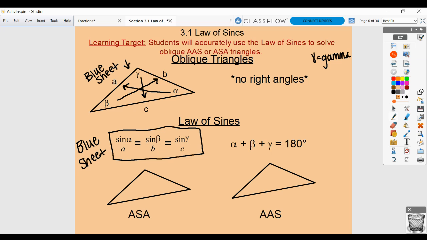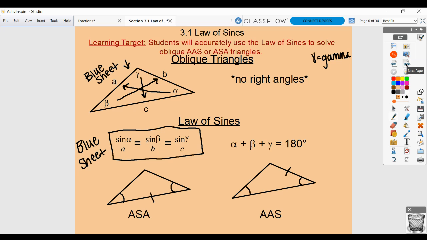So the first two types of triangles that we're going to look at are angle, side, angle, and angle, angle, side. So whenever you figure out which one is which, it would be when you're given an angle, the included side, and an angle. For angle, angle, side, you'd be given an angle, the next angle, and then the side. This will help you later on in the section whenever you're determining when to use the law of sines. So that's just something to note.